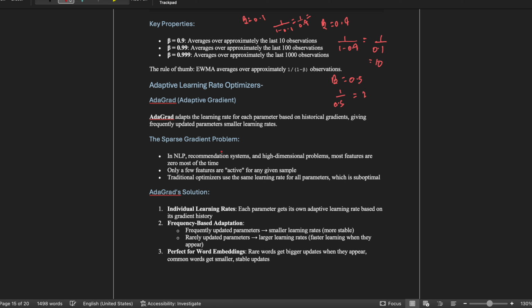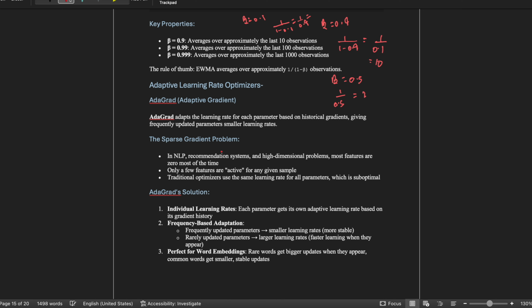In NLP, recommendation systems and high dimensional problems, most features are zero most of the time. In NLP, if you pass a token, there is a fixed length for that token, and to achieve that, sometimes a token has very little content, so to make the token size reach that length we do padding and just add zeros. Because of that, sparse data comes into the picture.